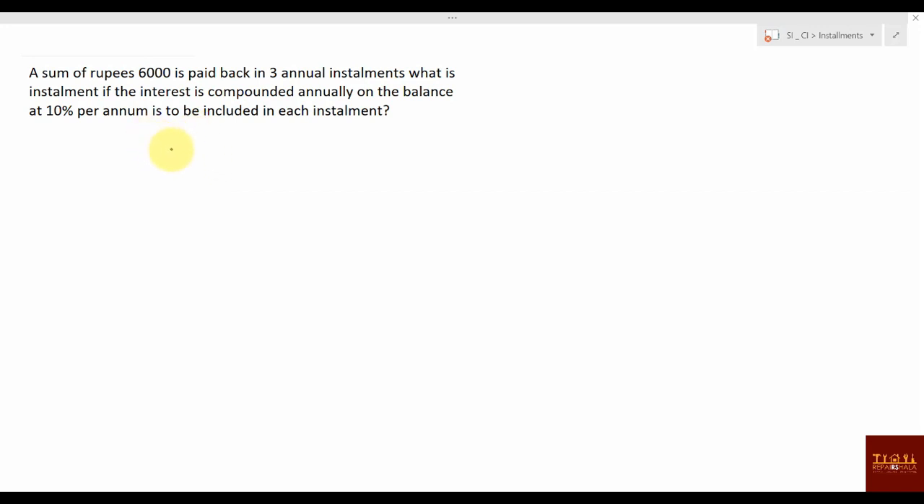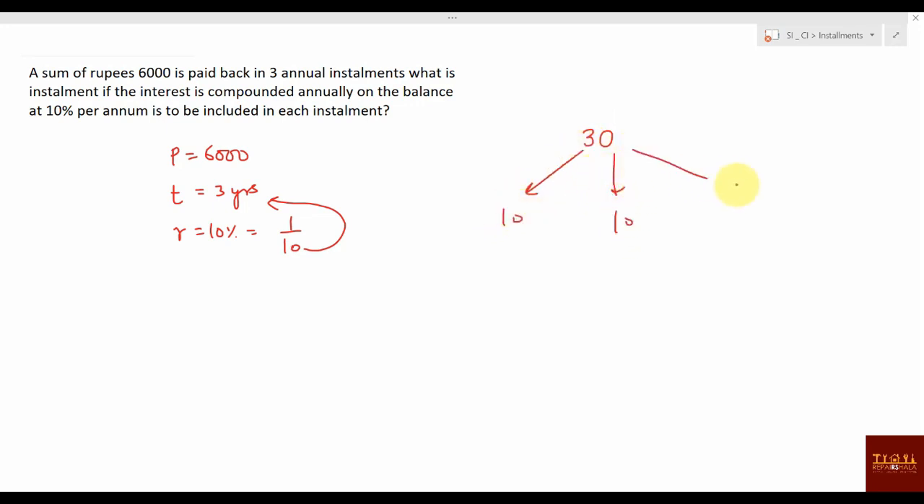I would say the sum of rupees 6,000 is your P. It is paid in 3 installments, so I would say 3 years, because it is compounded annually, and the rate of interest is 10%. 10% means I'll write 1 by 10. Now I assume my total principal is, suppose, 30. Of that 30, I am giving installments like 10, 10 and 10.